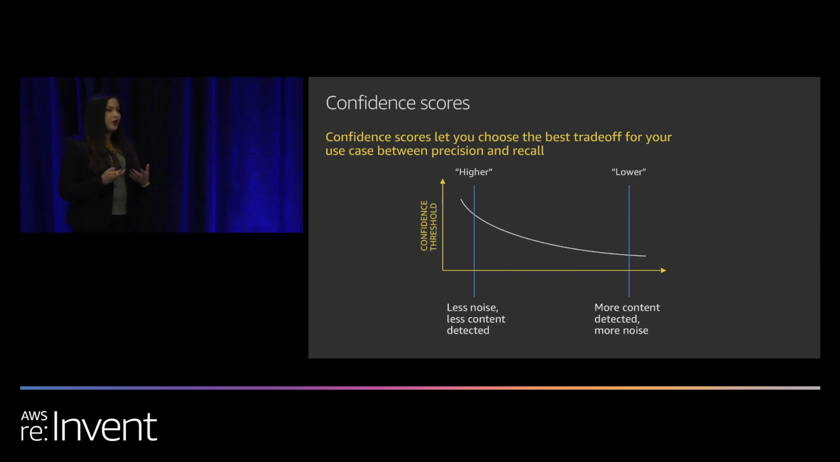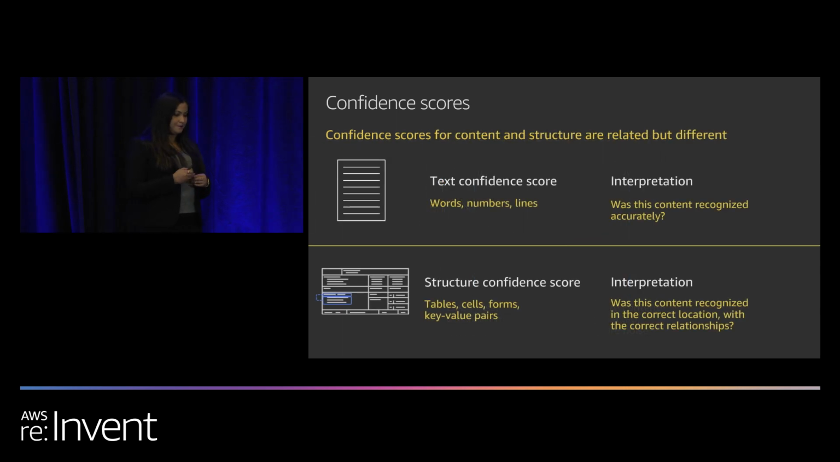This trade-off is what is represented by the confidence score output by Amazon Textract. A higher confidence score means higher precision, which means even though the content detected might be lower, there's also less noise. A lower confidence score means that more content is detected by contrast, but it may have some noise. So this is how we intend you to interpret the confidence score.